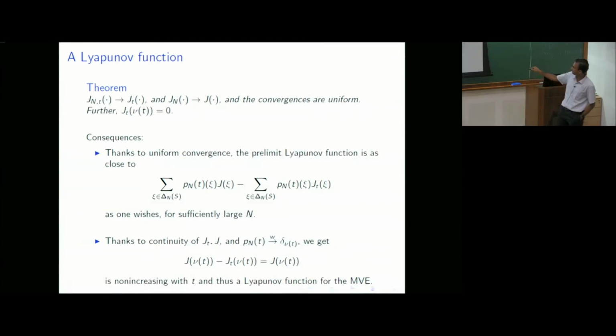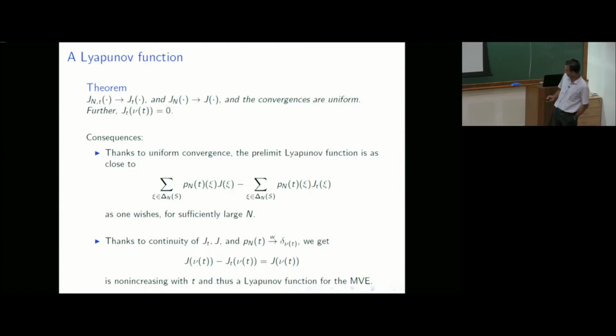We can replace these by the integrals with respect to delta nu of t, and so it's just an evaluation of the J at those points. So J of nu t minus J^t of nu t is a Lyapunov function. This is decreasing in time. Now this one comes because of the additional property here that J^t of nu t is 0. So I'll come to how to argue this very soon, but this is essentially the Lyapunov function.